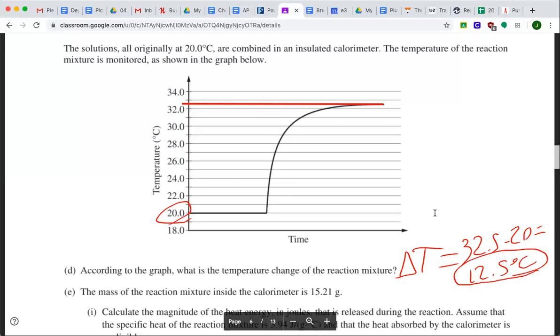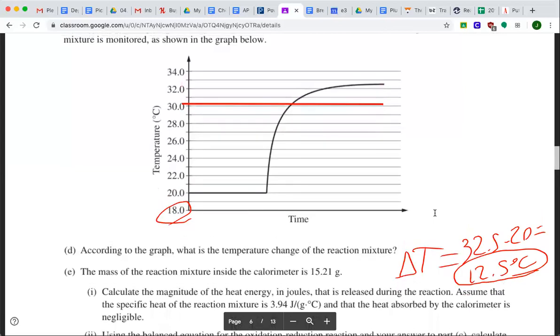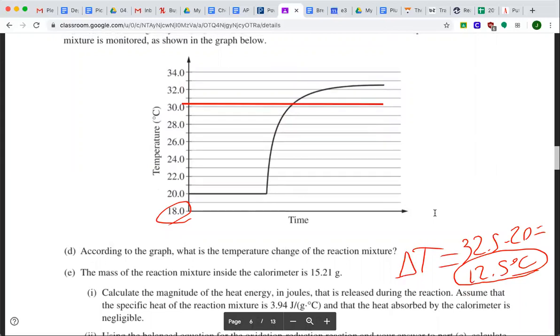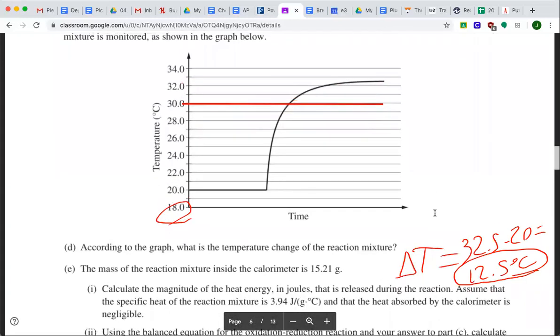That's part D. And then part E, the mass of the reaction mixture is 15.21 grams. Calculate the magnitude of the heat energy in joules that is released during the reaction. Assume that the specific heat of the reaction mixture is 3.94 joules per gram degrees Celsius, and that the heat absorbed by the calorimeter is negligible.